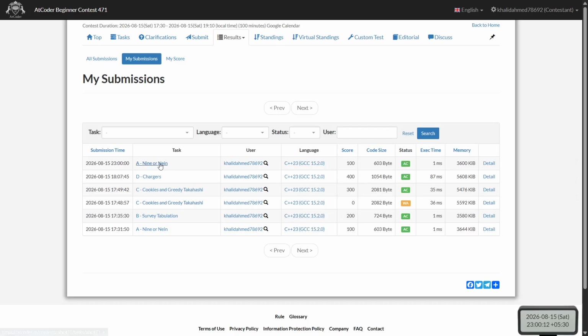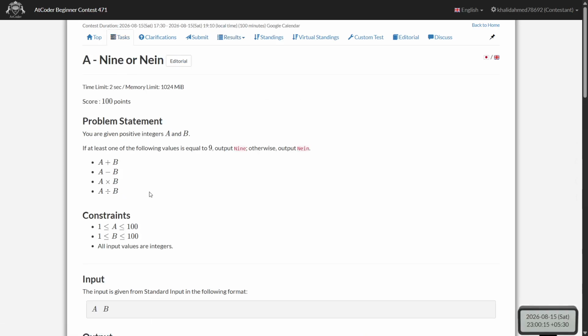So in this way, you could have easily solved the problem. The only thing was a divided by b, you'll have to take care.